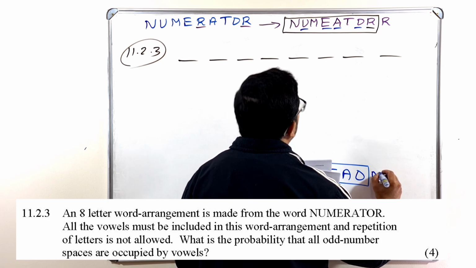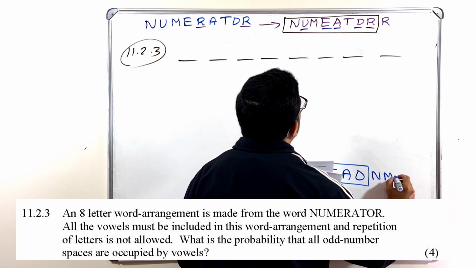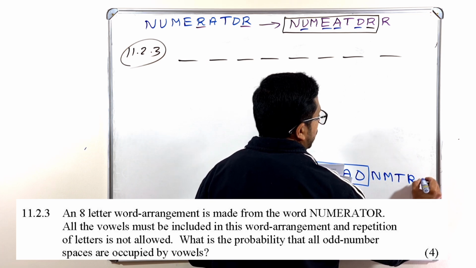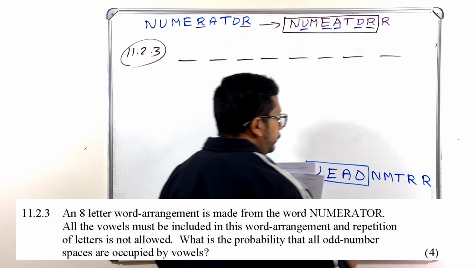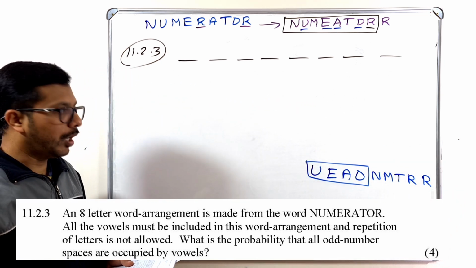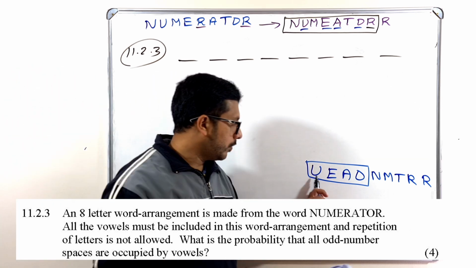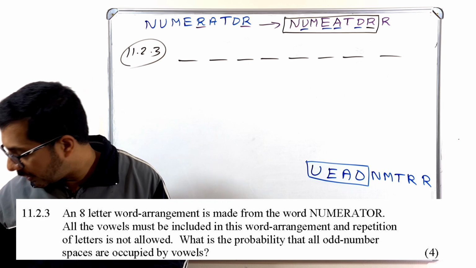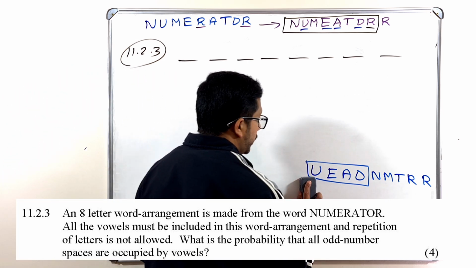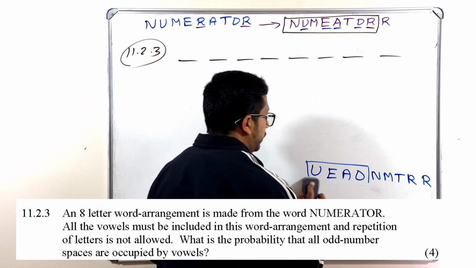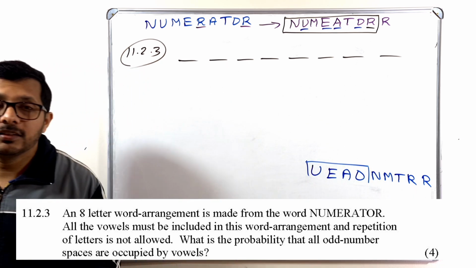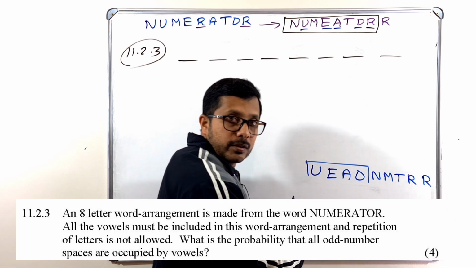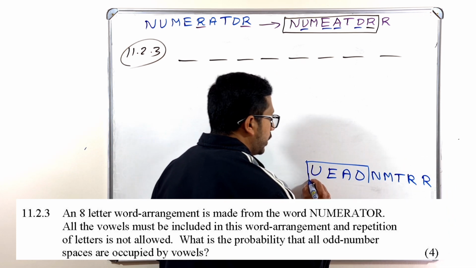Then what are the remaining? N, M, T, R, then there is an R. Okay. So how many consonants, how many vowels are there? 1, 2, 3, 4 vowels. Am I right? Okay, there are 4 vowels, and how many consonants are there? Can you say how many consonants are there before we start? Is it 4 or 5? It's only 4. Am I right? Okay, because this R is the same as this one. Okay, so there are only 4 consonants.